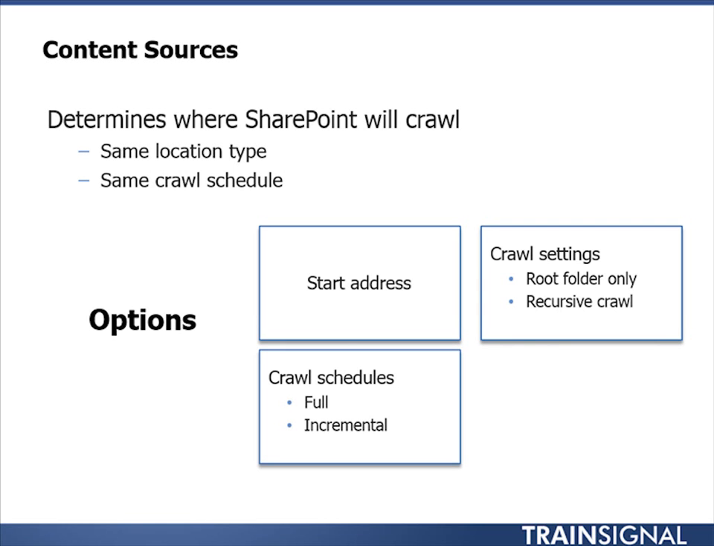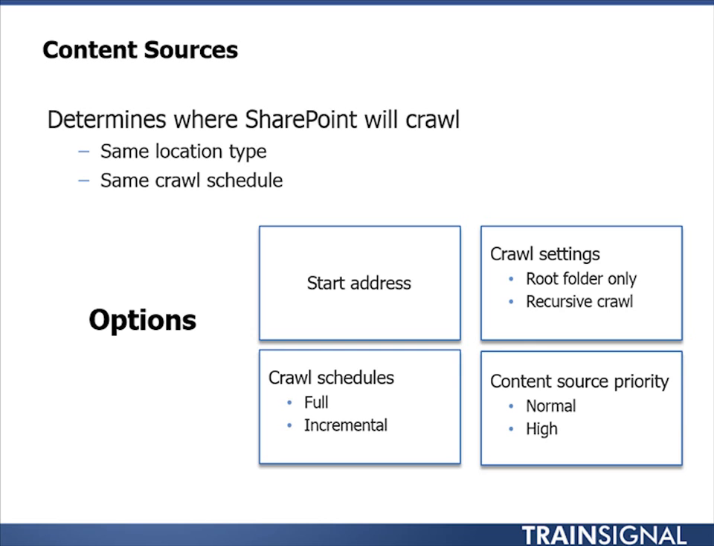We also have the ability to set up our schedules, full and incremental, and we'll talk about that in an upcoming slide. And then finally, we have the ability to set up a content source priority to normal or high. And basically what this is going to tell SharePoint is that if two content sources are currently under schedule and SharePoint should be crawling both of them, which one gets priority? And obviously the one that gets marked as high is going to be the one that's going to get priority there.